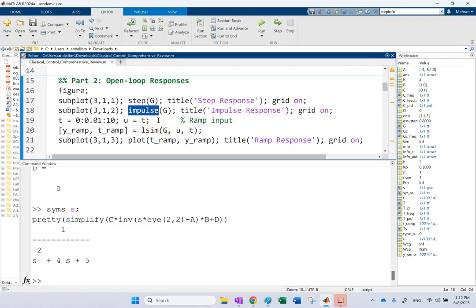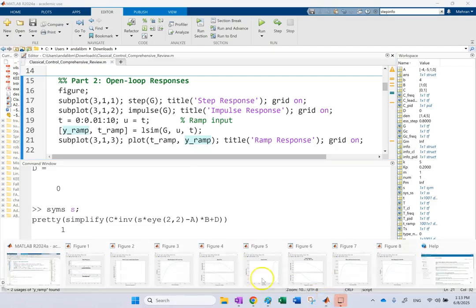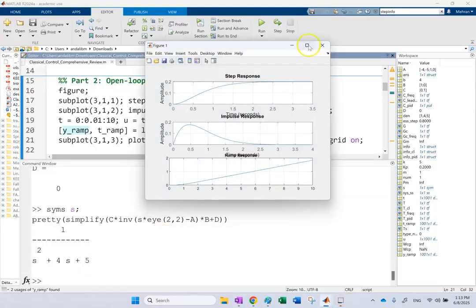For the ramp function or any other function of time, you have to define a time range, you have to define the input, and then to get the output, you have to use the command lsim, okay? Linear system simulator or simulation. You pass to it your transfer function, the input, and the time. It gives you the output values and the sample time points for them, and then you can plot them versus each other, and these are the first graphs that you can see.